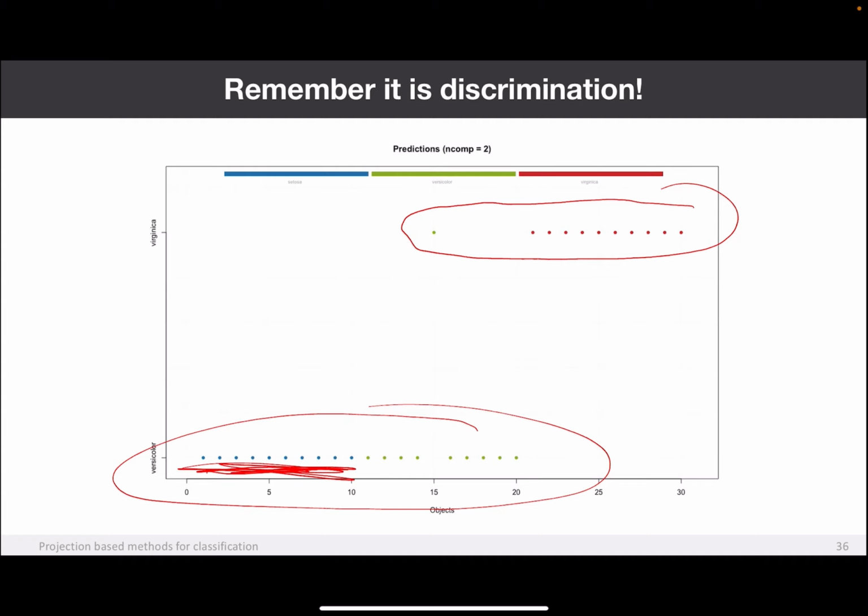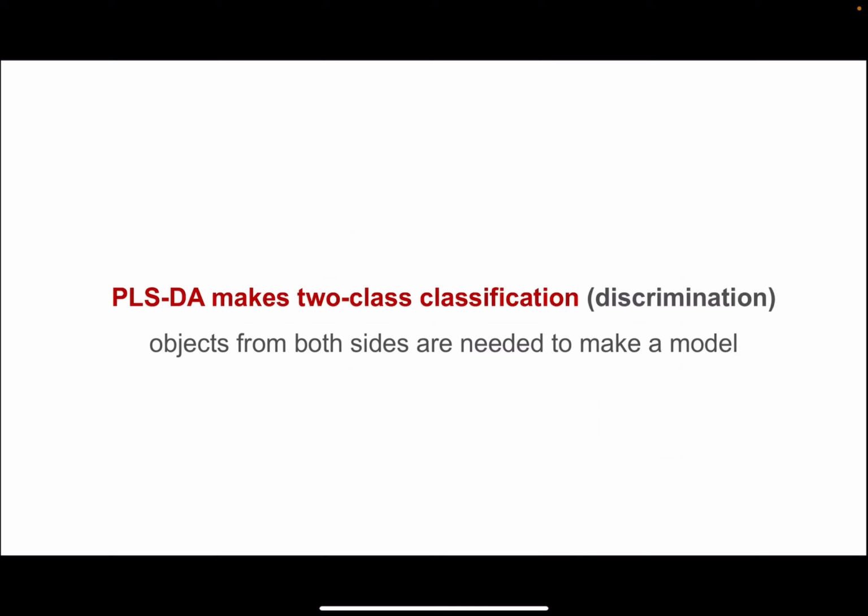So remember that this is a discrimination, not the 1 class classification. So make sure that when you apply model based on 2 classes, discrimination of 2 classes, you don't have objects from the other classes. Of course, you can use, for example, the distance plot to see that these objects actually do not fit the model well. So you can identify them as outliers. But remember to do that. Okay. So that's actually it.